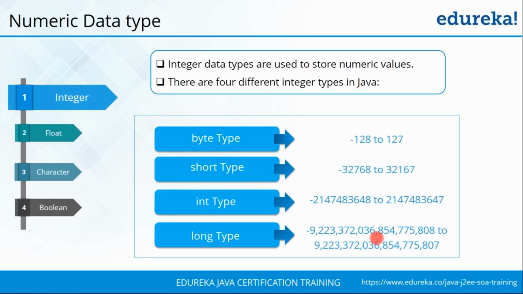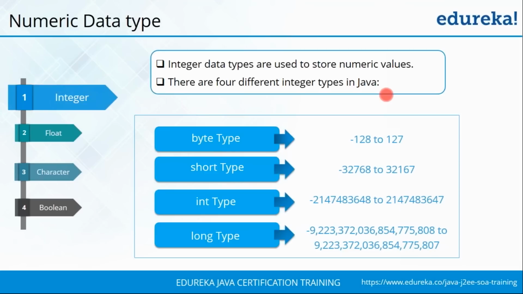Again, if you want to store even greater numbers, you have int and long. So always remember to use the correct data type for your variable, because each of them occupies a certain amount of data. Your byte takes 1 byte of memory, your short takes 2, int takes 4, and long takes 8. So make sure you use the correct data type, because memory management is also something that you need to be aware of while you're working with Java.